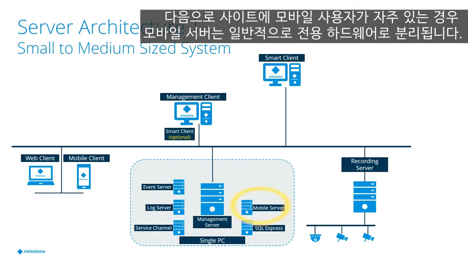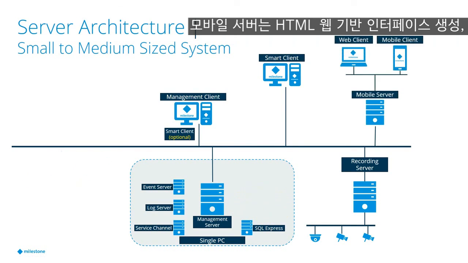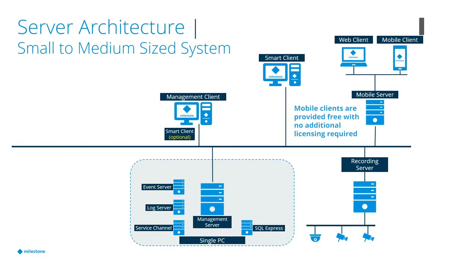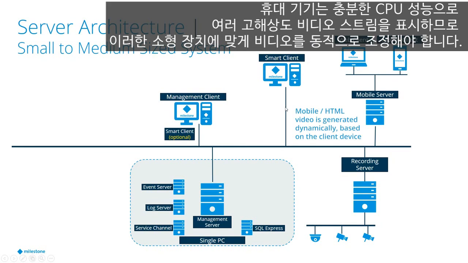Next, if a site has frequent mobile users, the mobile server is typically split off onto dedicated hardware as well. The mobile server is responsible for generating the HTML web-based interface, as well as providing video for devices such as the Android, iOS, and Windows mobile apps. Unlike our PC-based Smart Client software that's used for viewing cameras, we cannot assume that mobile devices will have sufficient CPU power to display multiple high-resolution video streams, so the video must be adapted dynamically for these smaller devices.